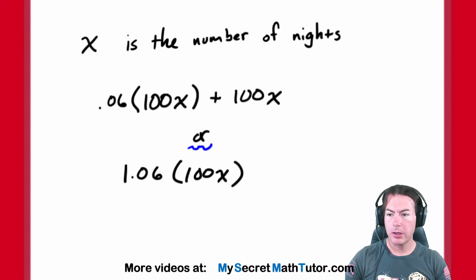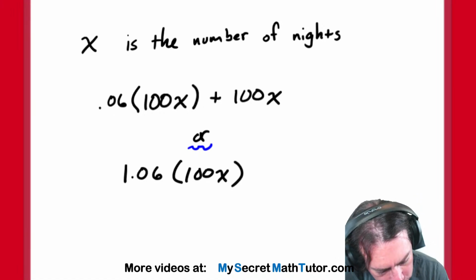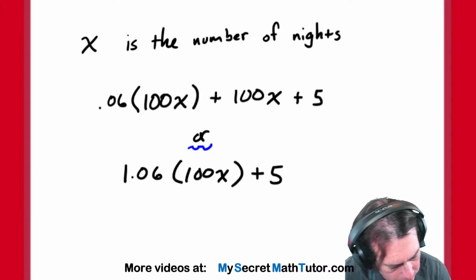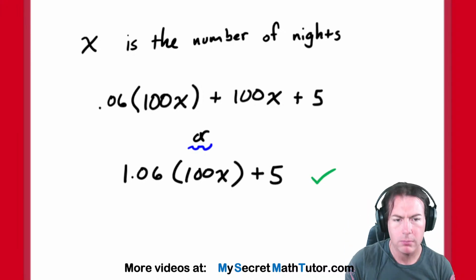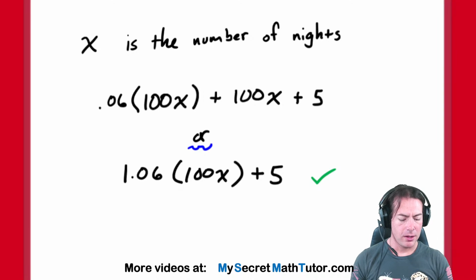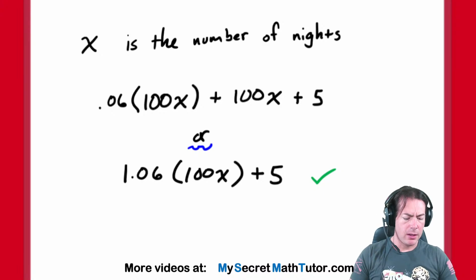So that looks pretty good. There was one more cost to this, and that was, of course, the $5 flat fee. We just add this on the end. Do a little plus 5. And now this is good to go. So yeah, this would be a really good, fantastic algebraic expression. Now, what could you do with this thing?